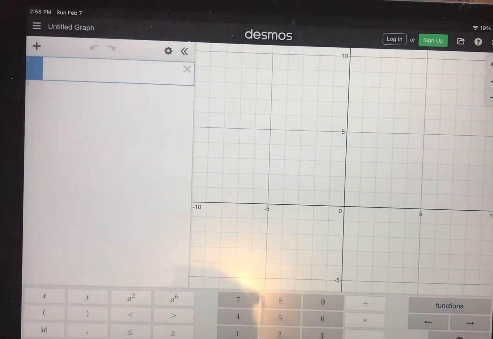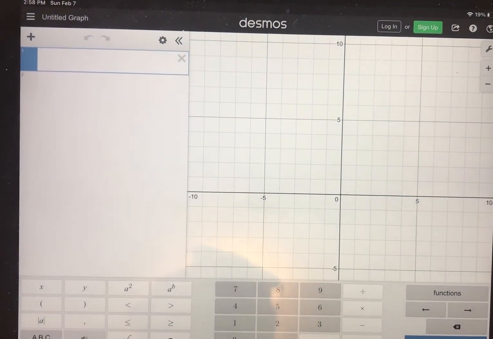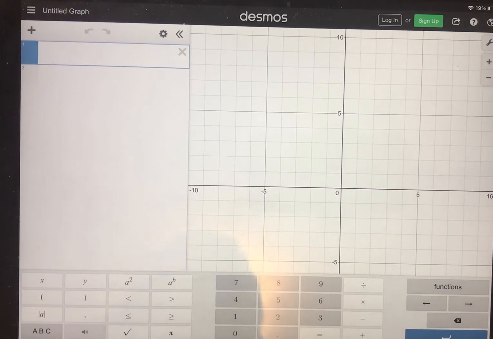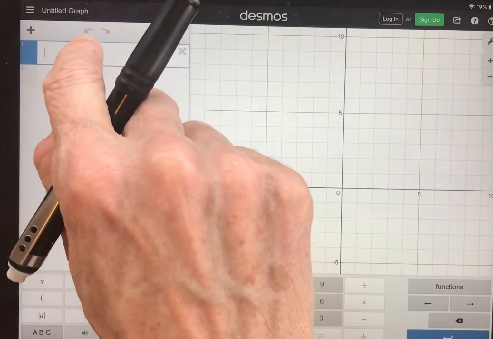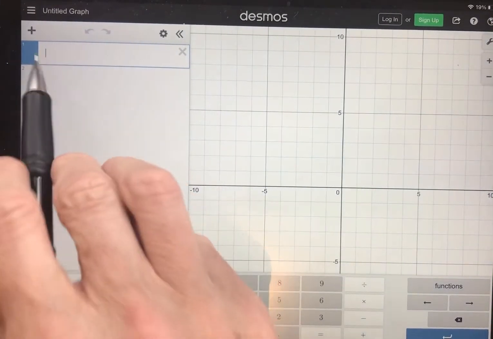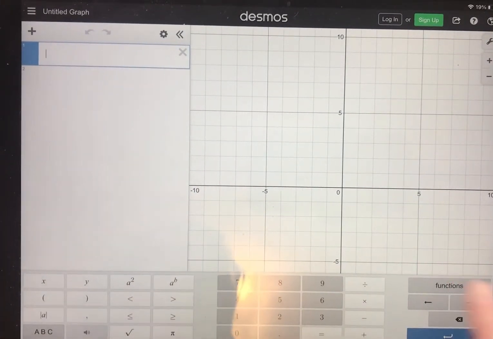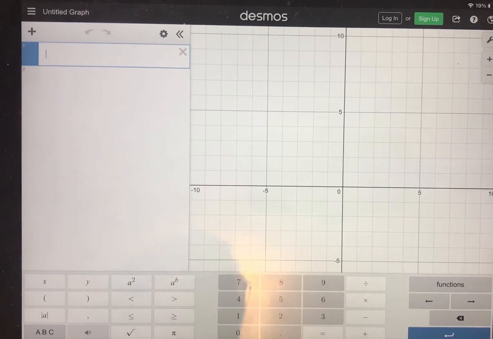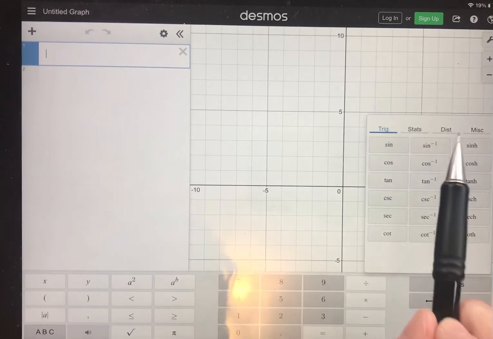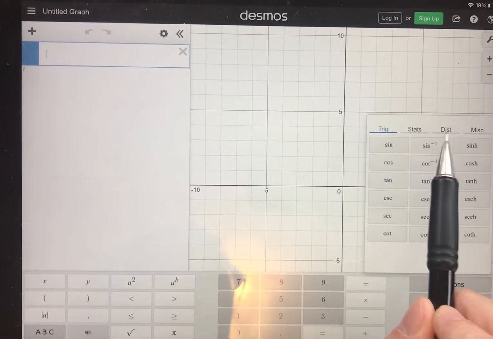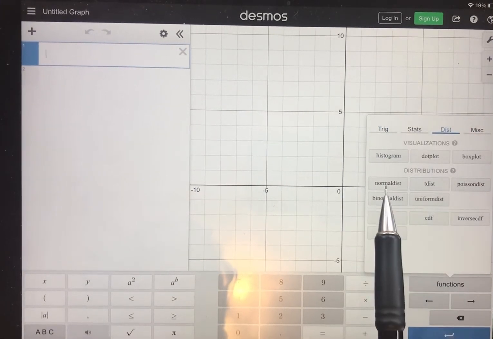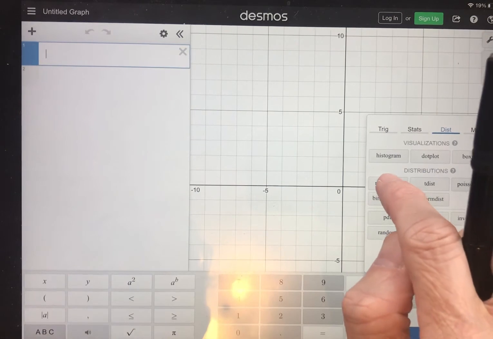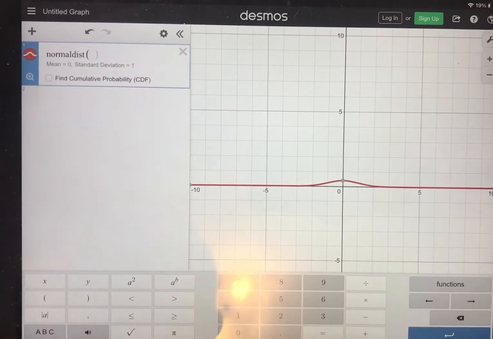So here we are with Desmos, and we're going to do some graphing here, obviously, and we're going to use the normal dist function. So in the space here where it says number 1, we get the cursor going, go into your functions in the bottom right, and let's press the functions, and this is going to be distribution, D-I-S-T, and you'll see underneath the distributions a normal dist, so press normal dist. You can also type it in.